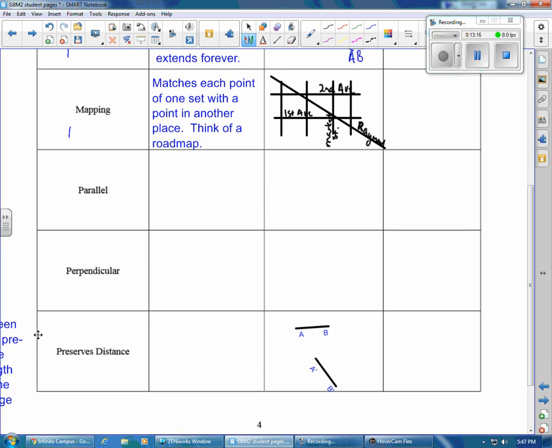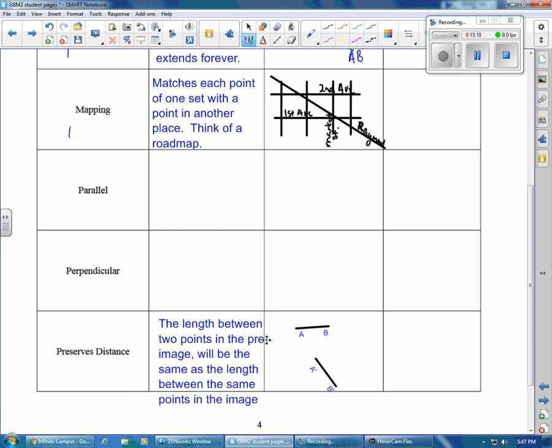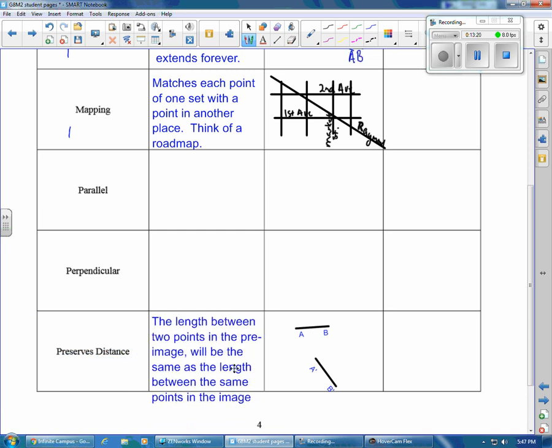Preserves distance is another concept we're going to identify here. Preserving distance means the length between 2 points in the pre-image will be the same as the corresponding points in the image. So if I say my distance between A and B here is 1 centimeter, it's going to be 1 centimeter here too. Okay? So it preserves that distance.